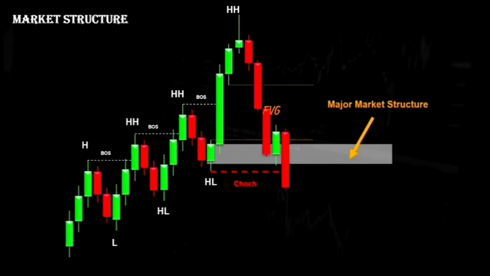With all being said, the levels that created the fair value gaps and break of structures constitute our major market structure levels, and reacting to them conveys lots of information. The same concept applies to the bearish scenario.